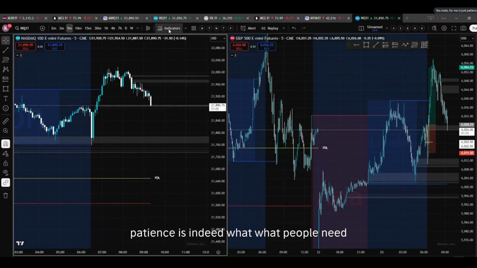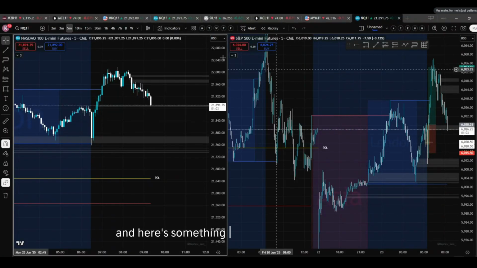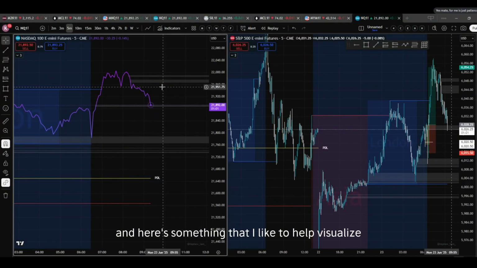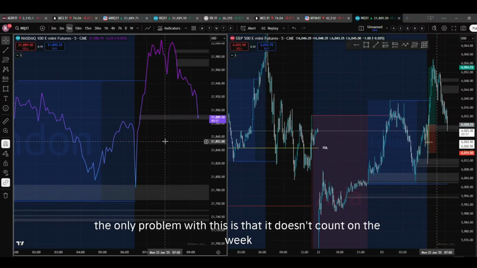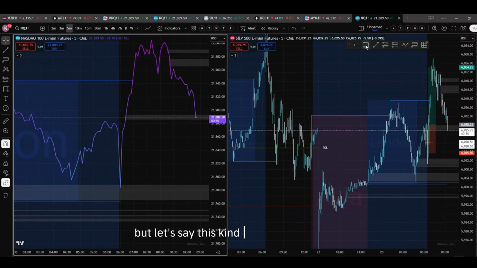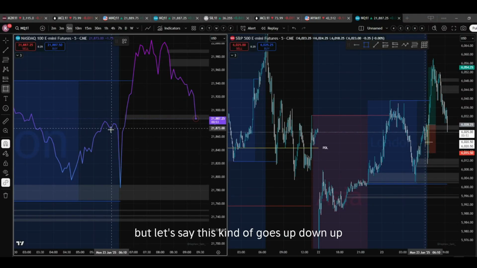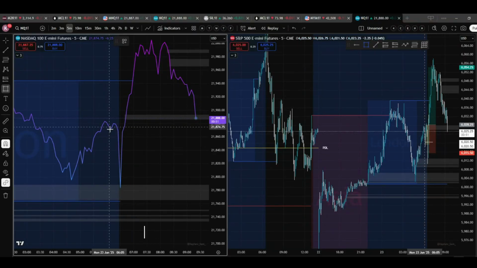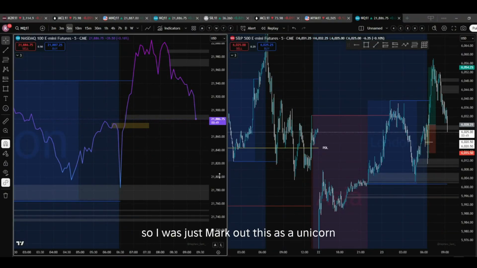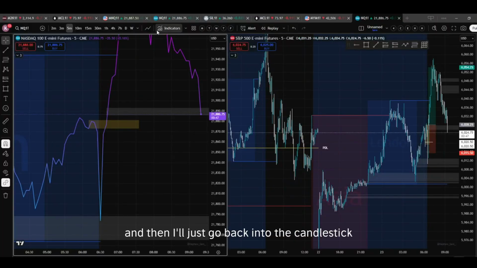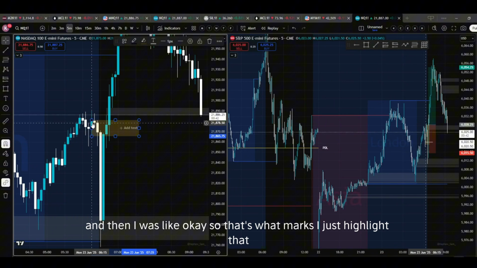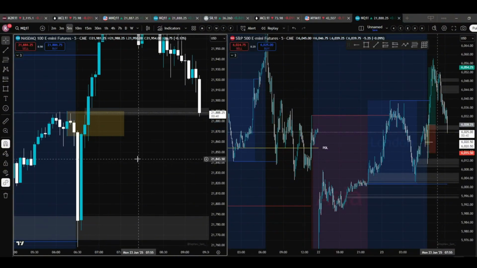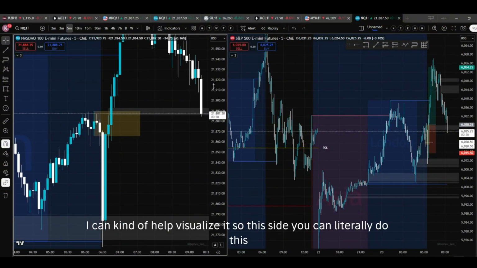Yeah, patience is indeed what people need. And here's something that I like to help visualize a lot easier. The only problem with this is that it doesn't count the wick. But let's say this goes up, down, up. So I would just mark this out as a unicorn, and then I'll go back into the candlestick. And then I was like, okay, so that's what it marks. I'll just highlight that. That can kind of help visualize it.